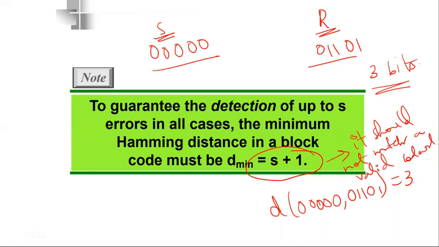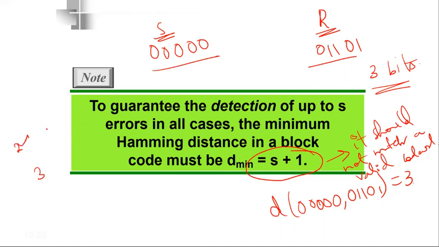So for that reason, the minimum Hamming distance should be S plus 1. So now the distances are not enough, S plus 1, for the receiver to accept it as valid. So the error will be detected. So a code with d min equal to S plus 1 may be able to detect more than S errors. So usually if I'm saying the minimum Hamming distance is 3, then it may detect up to 2 errors.